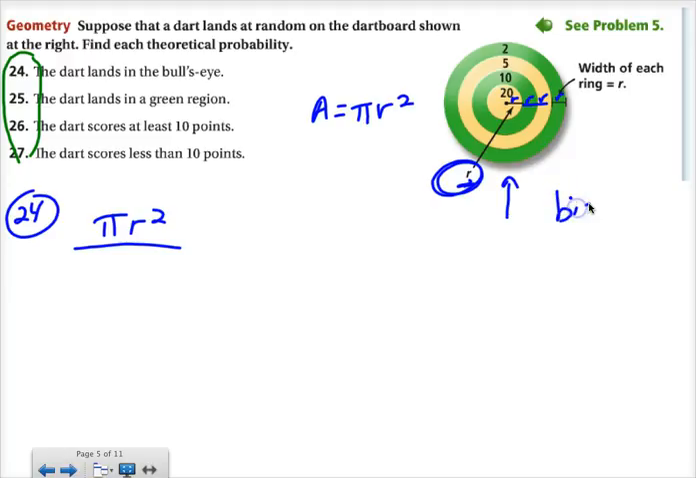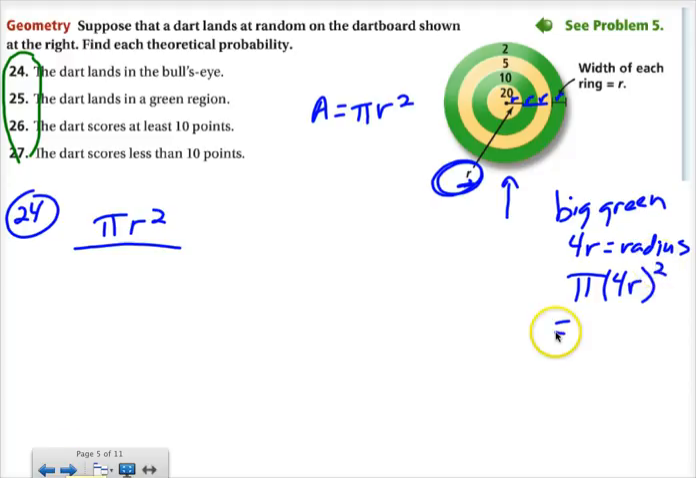So big green, 4r is our radius. So when we put that into pi r squared, that becomes pi times 4r squared. And that will give us 16 pi r squared. Don't forget that you have to square both the 4 and the r. We are going to square the entire radius. So 16 pi r squared.